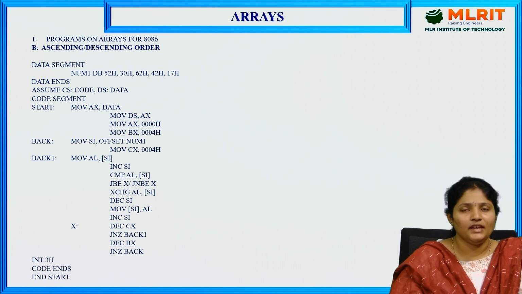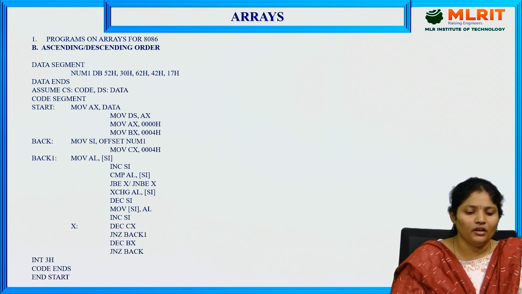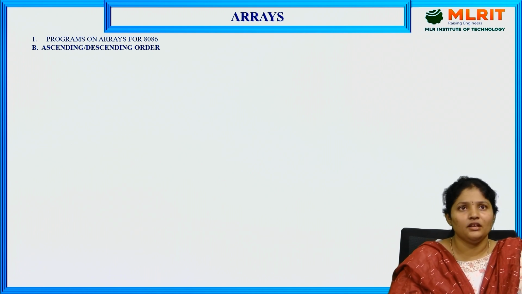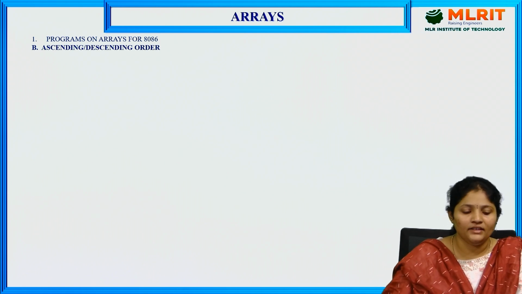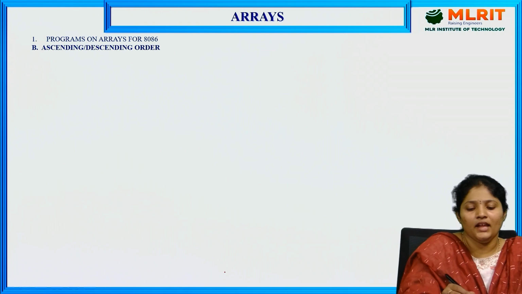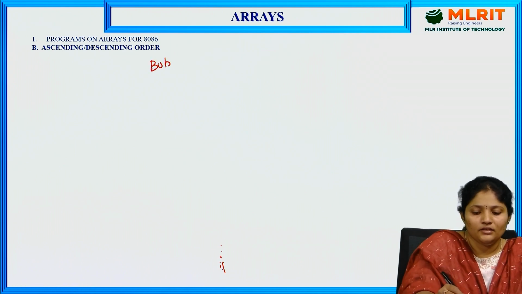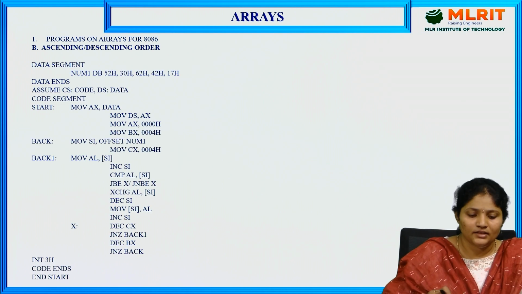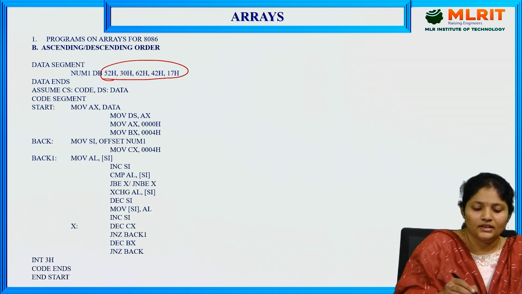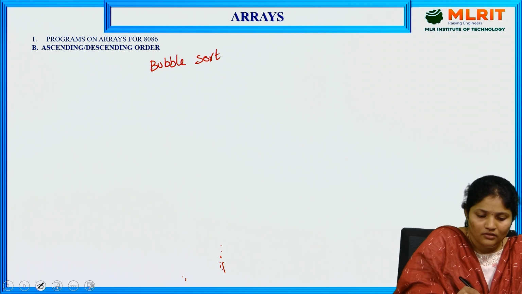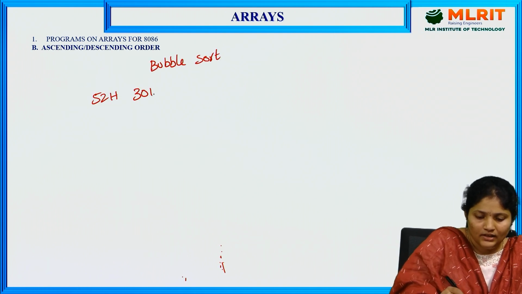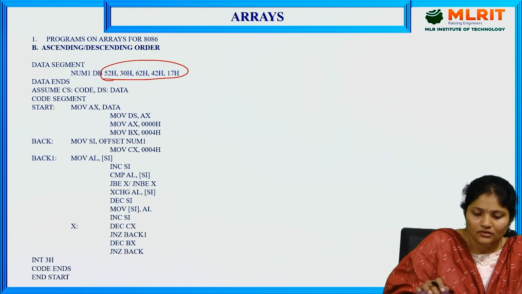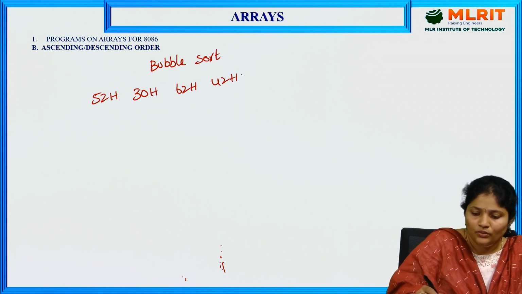So coming to the ascending and descending order. Before going to this particular concept, I would like to explain the concept behind the programming I have written. Here I have taken the bubble sort concept. So how does the bubble sort concept arise? So let us see. Here how many numbers have I taken? 52H, next 30H, 62H, and 42H, 17H.